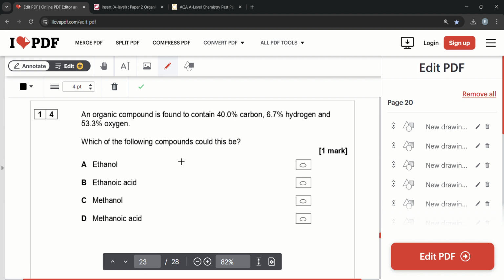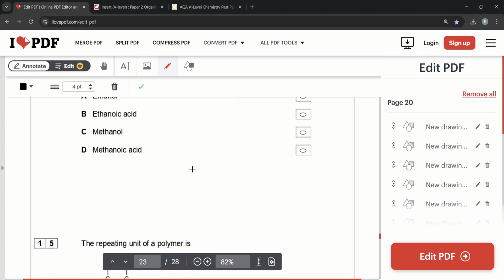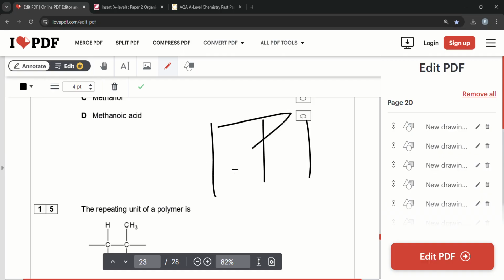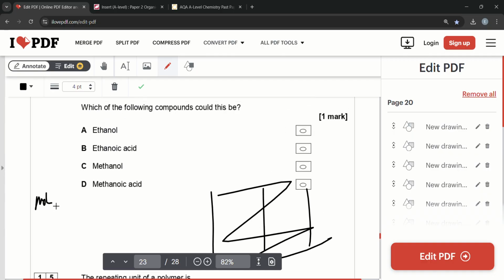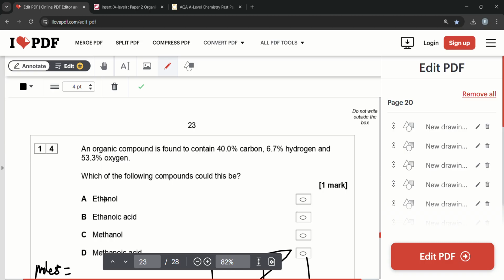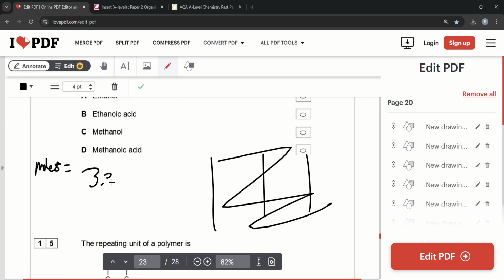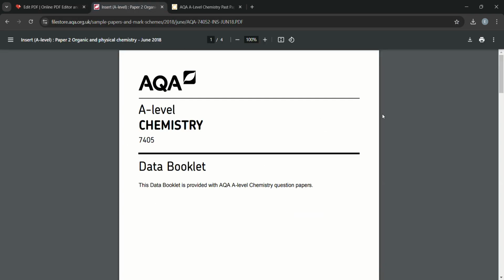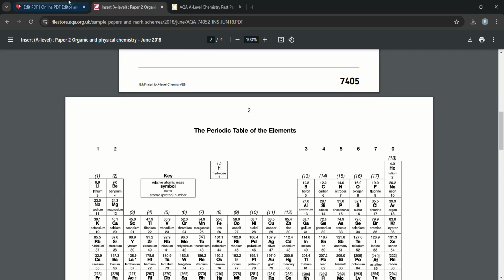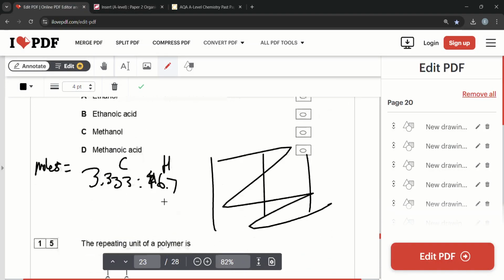An organic compound is found to contain this much carbon, this much hydrogen, this much oxygen. Which of the following compounds could this be? So let's find out the moles. Moles is equal to mass over Mr. In this case, the mass of carbon is 40, so the moles of carbon is 3.333. For hydrogen, that's 6.7, reason being is hydrogen has Mr of 1, so 6.7 divided by 1 is going to be 6.7.